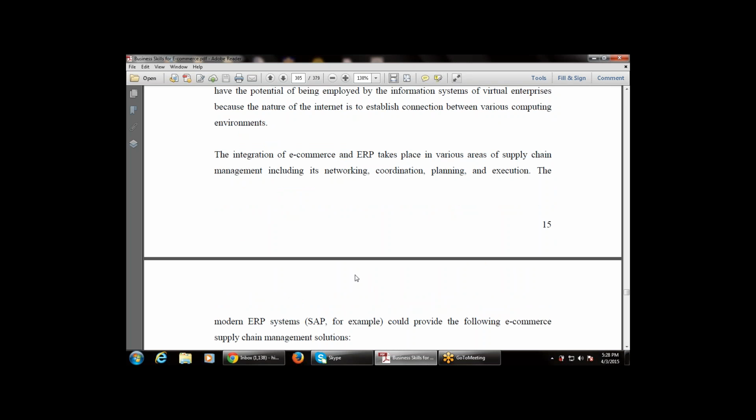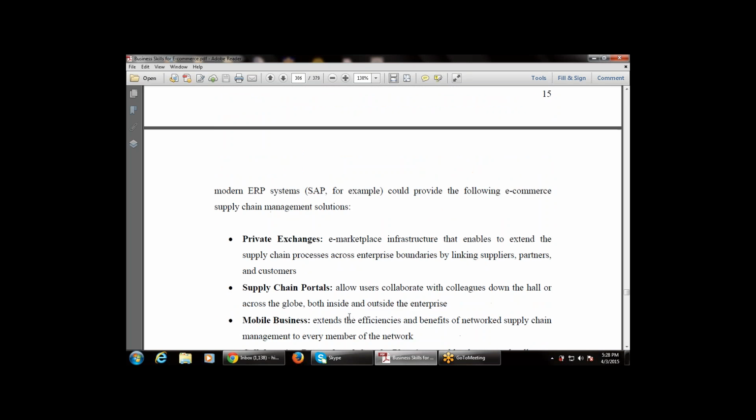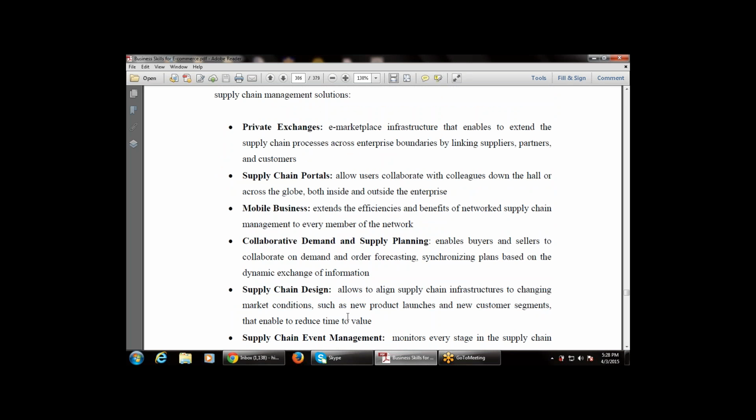The modern ERP system, for example SAP, provides the following solutions. There are private exchanges. With the use of the internet, there will be a building up of private exchanges that are used to link the various suppliers, partners and customers. Next is supply chain portals. These are built so that users can collaborate or communicate with colleagues across the globe.